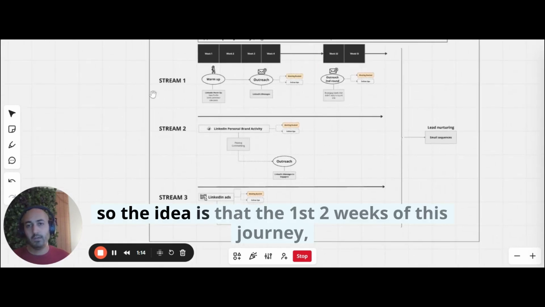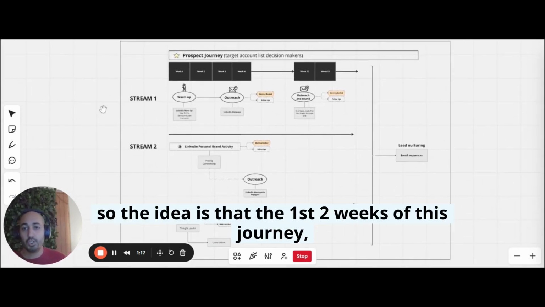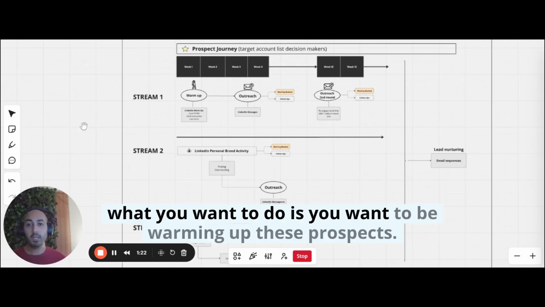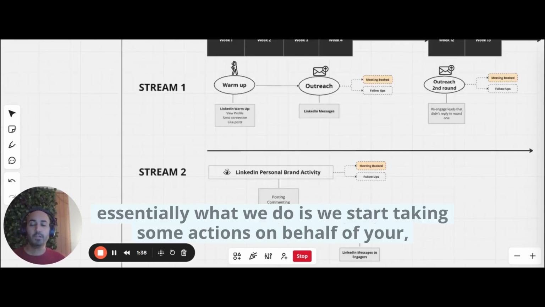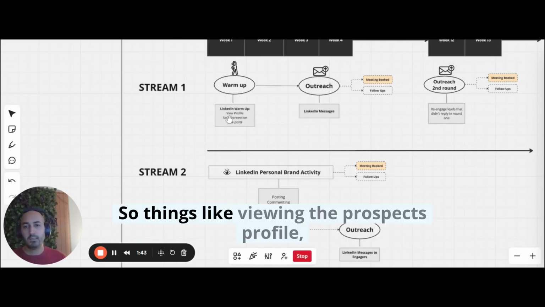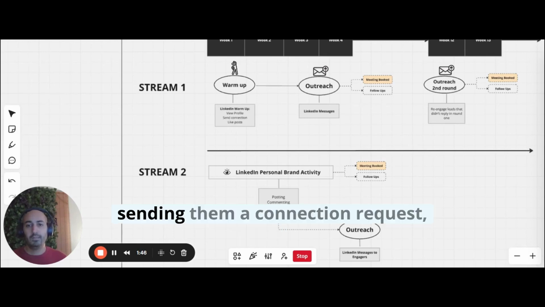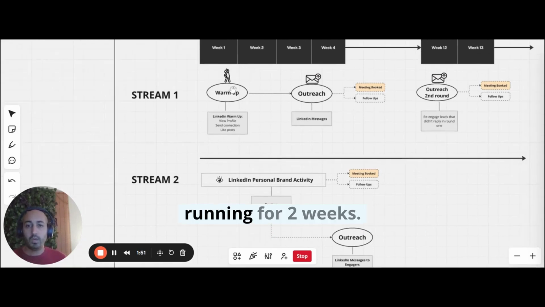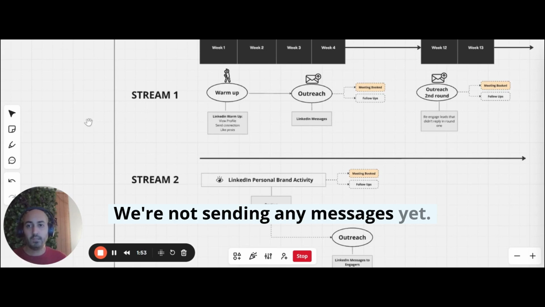Okay, so the idea here is that the first 2 weeks of this journey, right? So let's assume this is a prospect journey. The first 2 weeks, what you want to do is be warming up these prospects. The first stream, essentially what we do is we start taking some actions on behalf of your sales team and key stakeholders of the company. So things like viewing the prospect's profile, sending them a connection request, liking their post. Okay, so this is all automated, running for 2 weeks. We're not sending any messages yet.